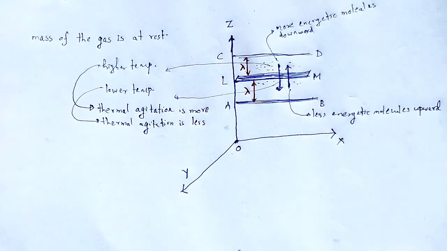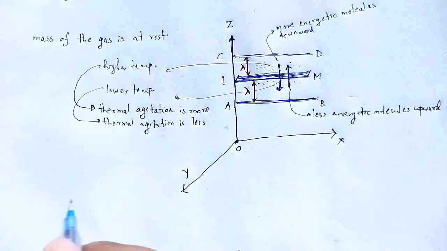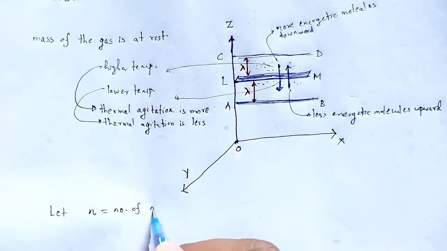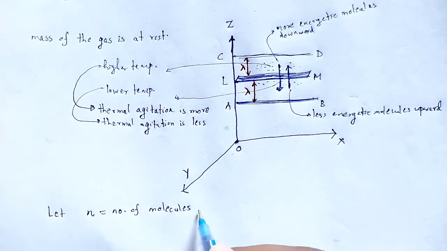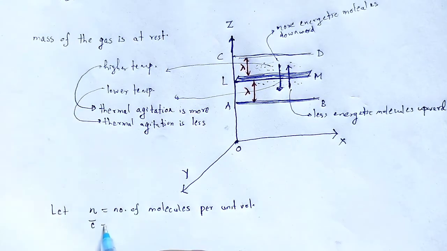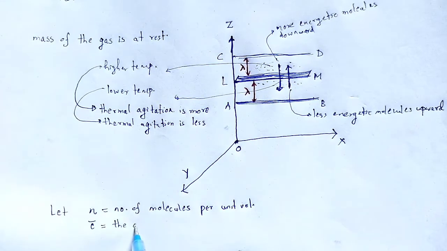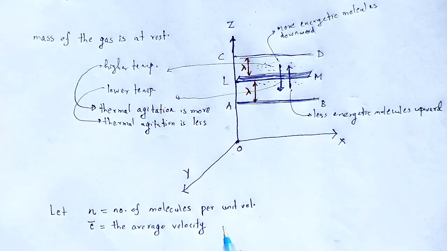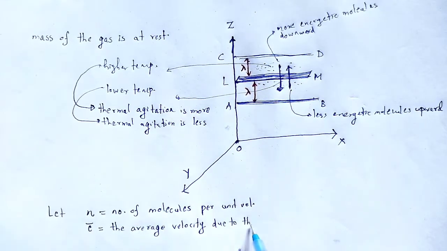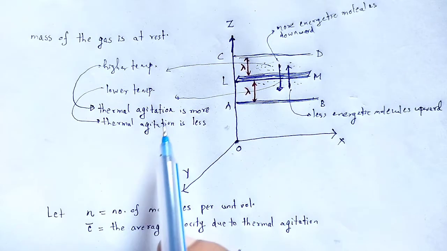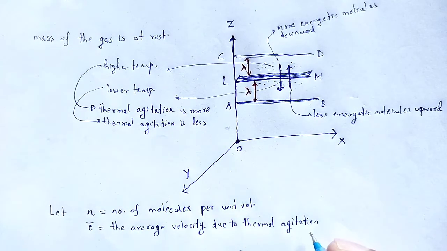Now we mathematically derive. Here, let small n be the number of molecules per unit volume, and C bar the average velocity due to thermal agitation, with which they are constantly moving in all directions.